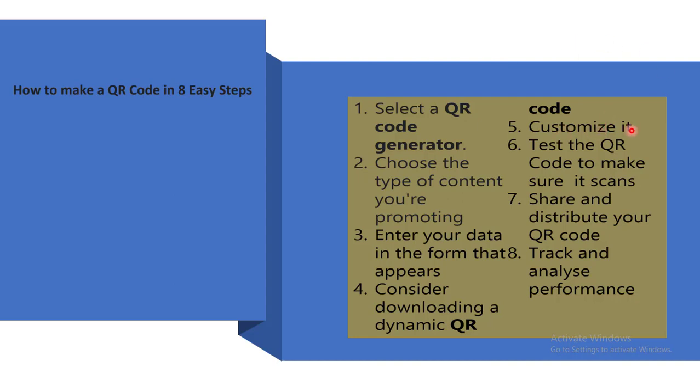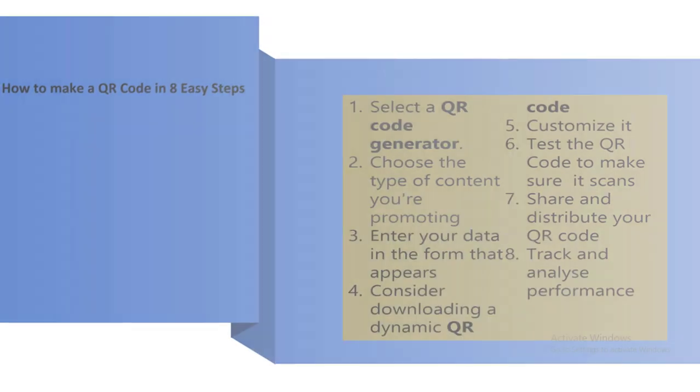You can change the color as you want. Then you need to test the QR code. How do you test the QR code? After it's been downloaded, you scan it and check whether it can take you to the required location, the place for which you have encoded the data inside the QR code. Then you can share it, you can track it, and you can analyze it.